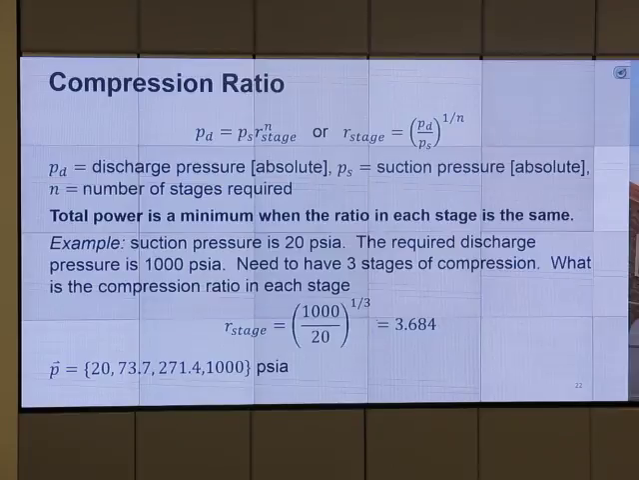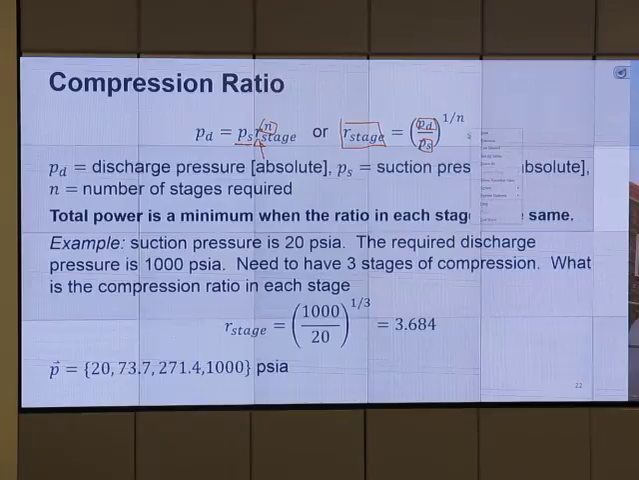Alright, compression ratio per stage. How do I get that number? I have discharge pressure in absolute value, psi, equal to suction pressure, psi, multiplied by compression ratio raised to the power of n. n is the number of stages. Compression ratio per stage equals discharge over suction to the power of 1 over n. Just do the math.